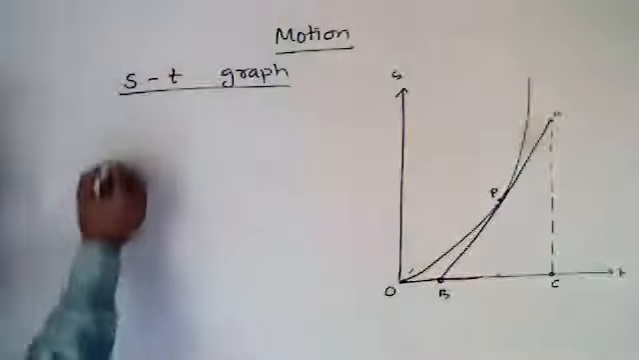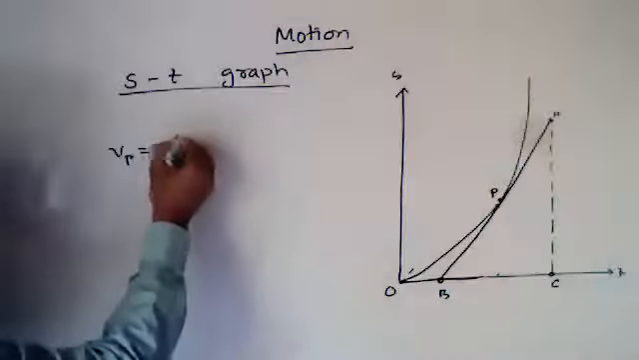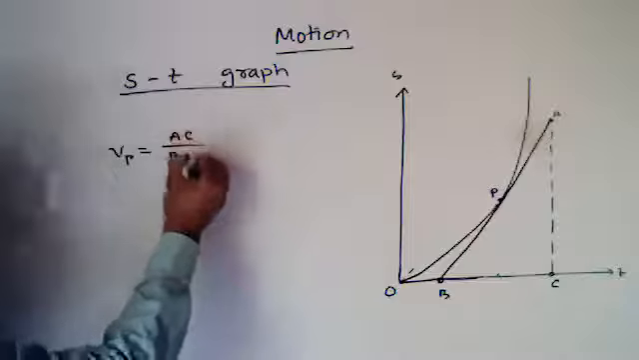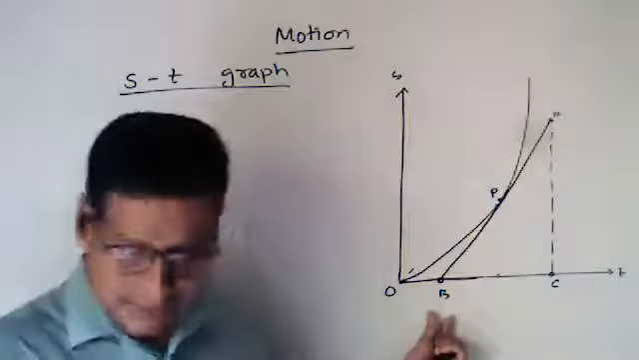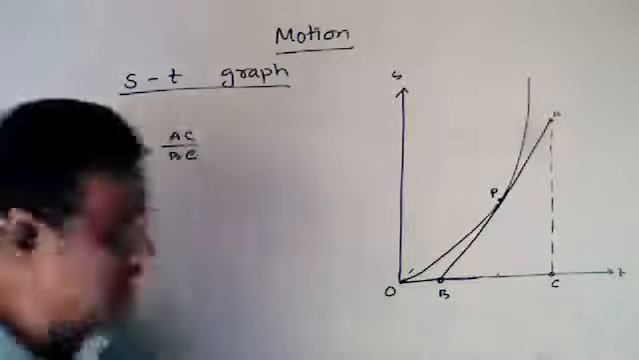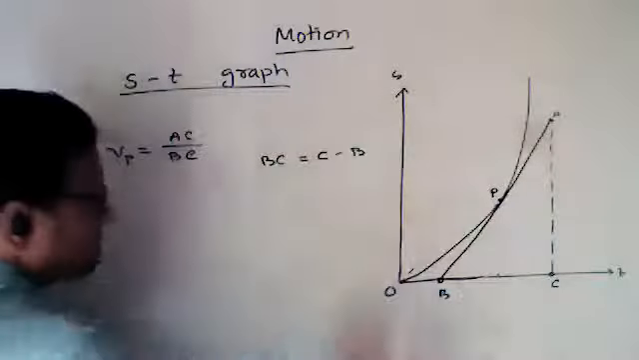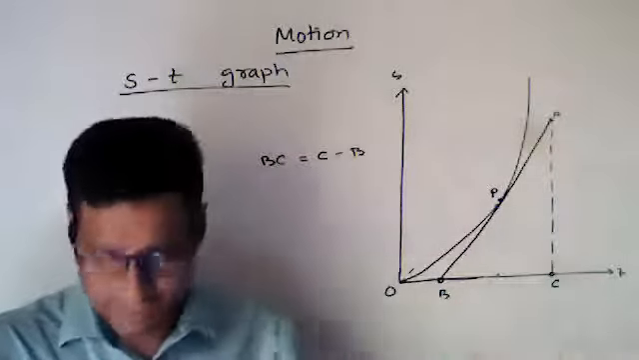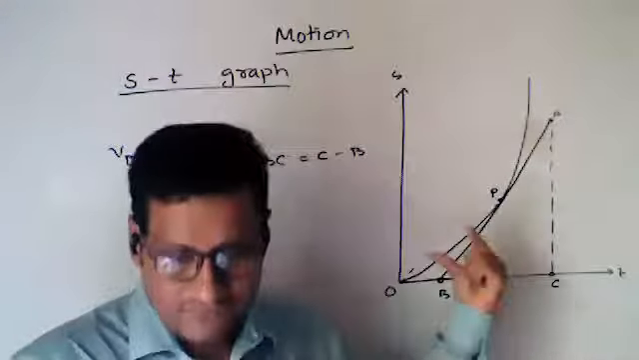So you can write velocity at point P equals AC by BC. Okay, understand? BC means the coordinates at point B and coordinates at point C. You have to remember that BC means C minus B: final point minus initial point, coordinates of final point minus coordinates of initial point.